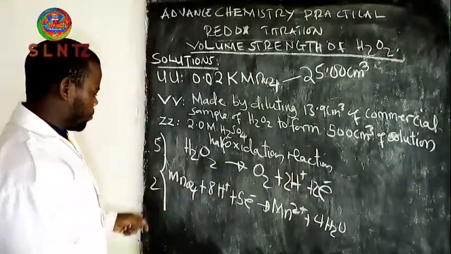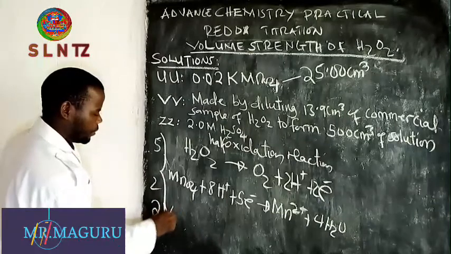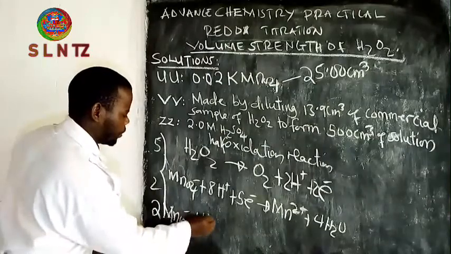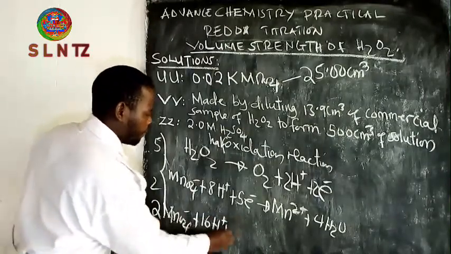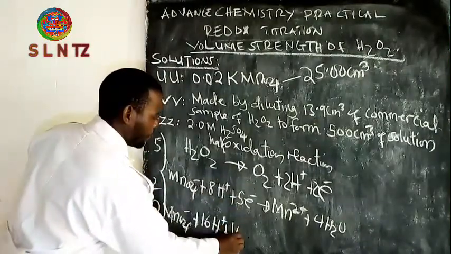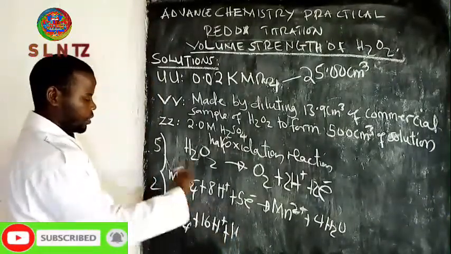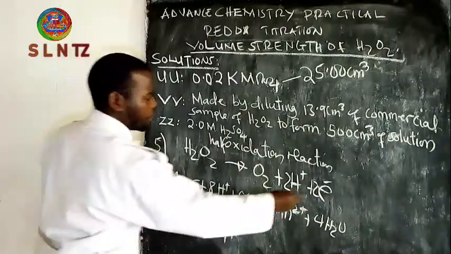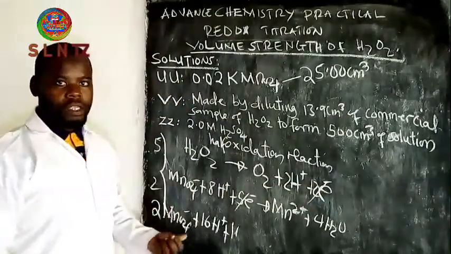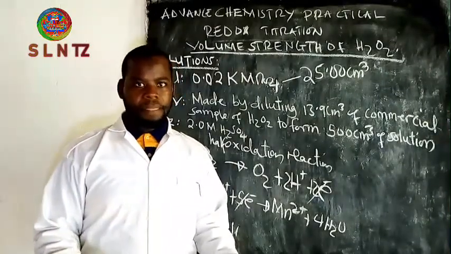It means the overall reaction will be 2 MnO4 negative plus 16 hydrogen ions plus 5 H2O2 plus 10 electrons. But you can cancel through this reaction. It means this will cancel with this one. This will be 10, this will be 10, so we cancel the 10 electrons. Are we together? Okay?